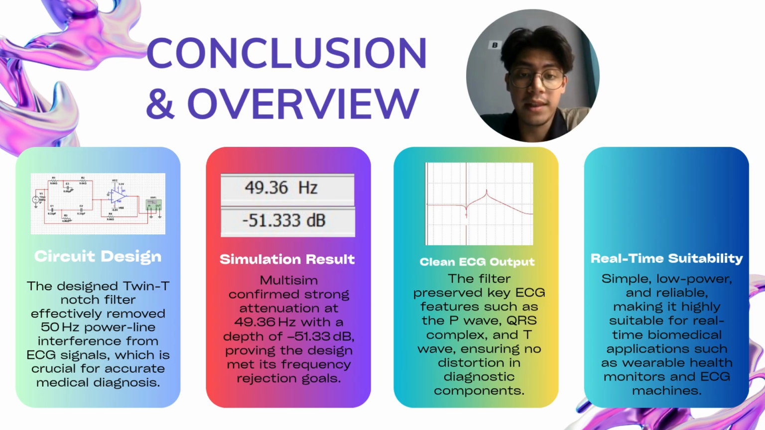Next, for our simulation results, our Multisim confirmed strong attenuation at 49.36 Hz with a depth of negative 51.33 dB, proving that our design has met its frequency rejection goals. Next, we have a clean ECG output. The filter preserves key ECG features such as the P wave, QRS complex, and also the T wave, ensuring no distortion in diagnostic components. And lastly, we have real-time suitability. Our circuit is very simple, low power and reliable, making it highly suitable for real-time biomedical applications such as wearable health monitors and ECG machines.